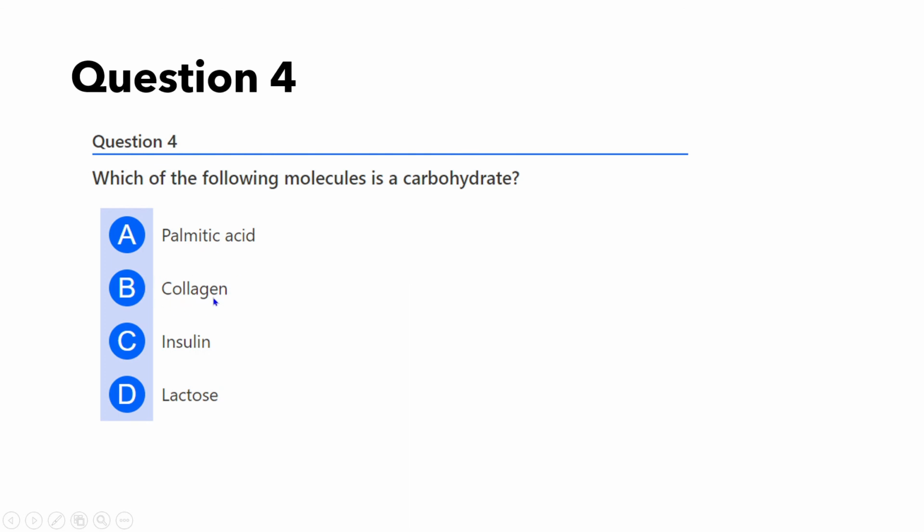Collagen is a protein, which is clearly not a carbohydrate. Insulin is also a protein, and palmitic acid is a fatty acid, and fatty acids are typically found in lipids, so we can cross that choice off. Collagen is a protein that's found in our skin. Insulin is a protein that's made by our pancreas to regulate our glucose levels in our blood. So we can cross out A, B, and C, and we're left with D, lactose, which is the answer.